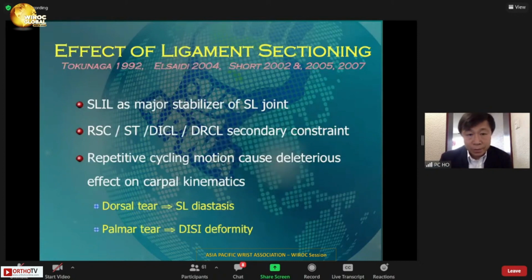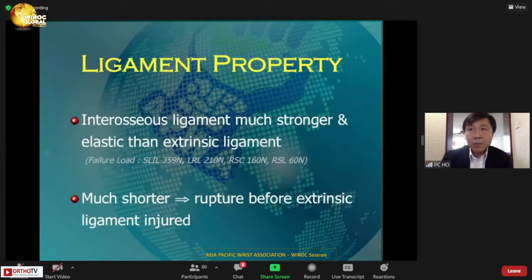Still, we appreciate the importance of the scapholunate interosseous ligament as a major stabilizer, but those secondary constraints, mainly the extrinsic ligaments, are certainly, if not more important, of almost equal importance. And we understand that repetitive motion will cause a deleterious effect on carpal kinematics. So sometimes the initial injury may not be seen at first, but then gradually we see the deleterious effect. A dorsal tear will probably lead to scapholunate diastasis, but a palmar tear will lead to more rotational instability. And somehow we have all seen different conflicting situations.